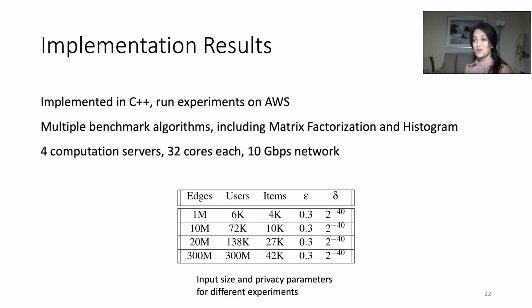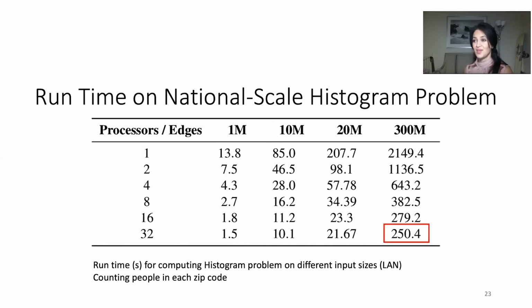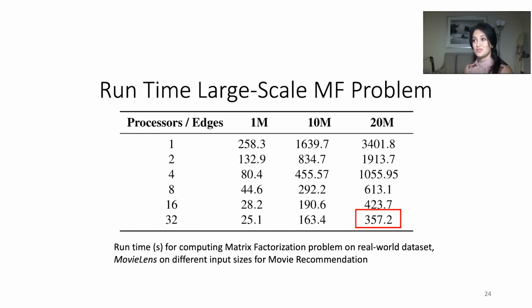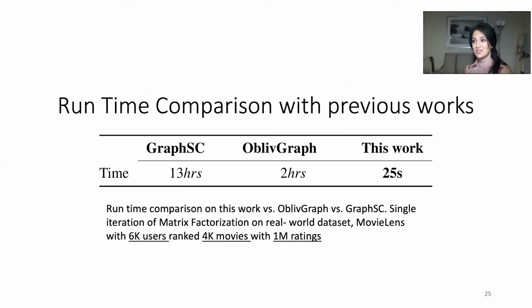We implemented our framework and ran it on different input sizes for histogram and matrix factorization problems. The differential privacy parameters are set to epsilon 0.3 and delta to be 2 to the negative 40. To recap on the results, our framework can securely compute histograms over 300 million users in about 4 minutes and compute sparse matrix factorization on 20 million records in less than 6 minutes. And here is a comparison of its running time with the previous solutions.